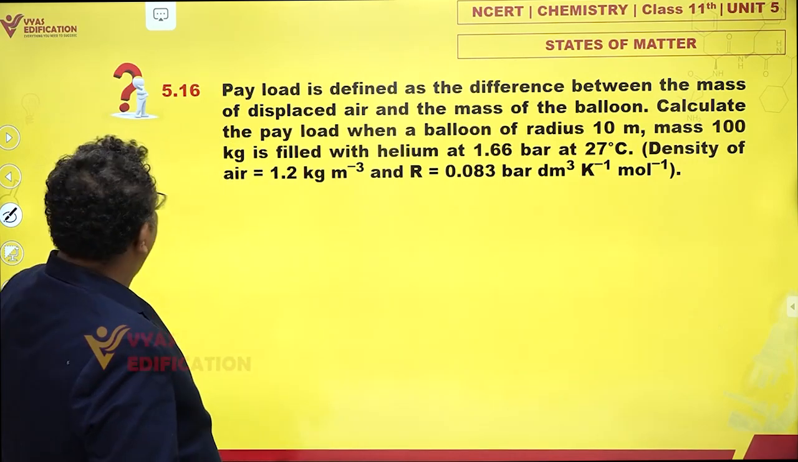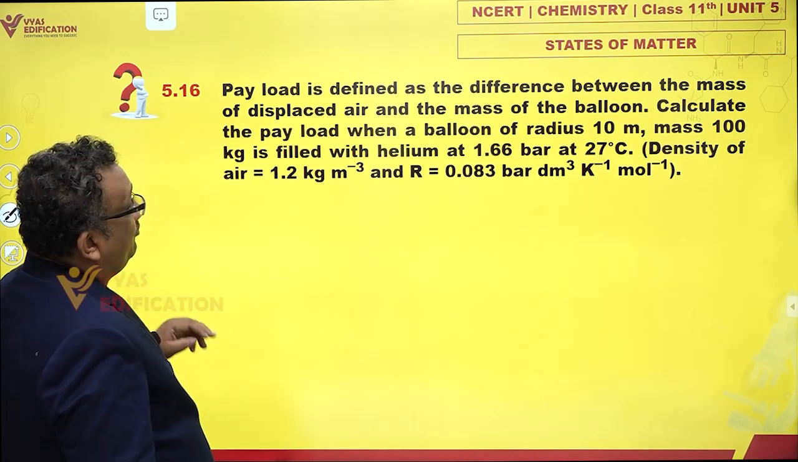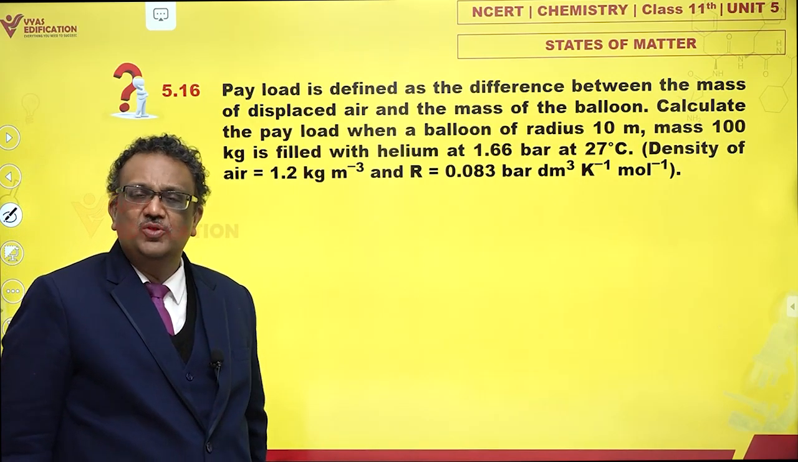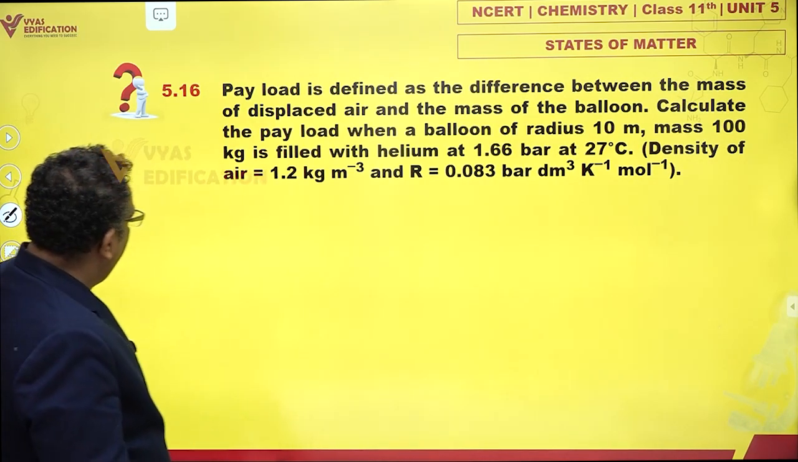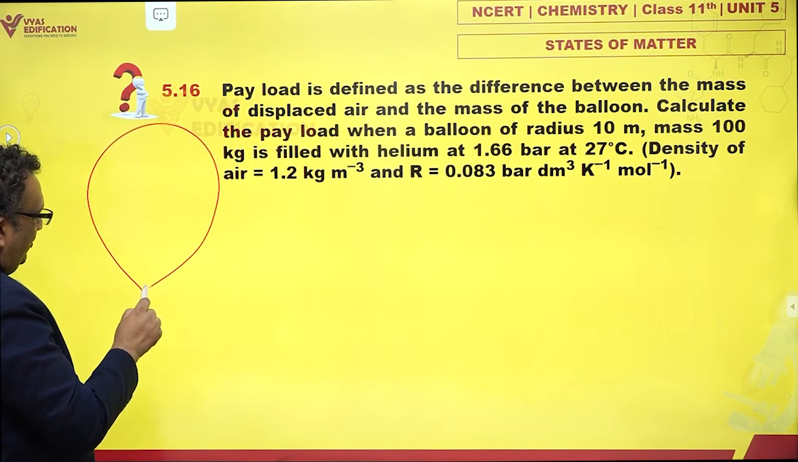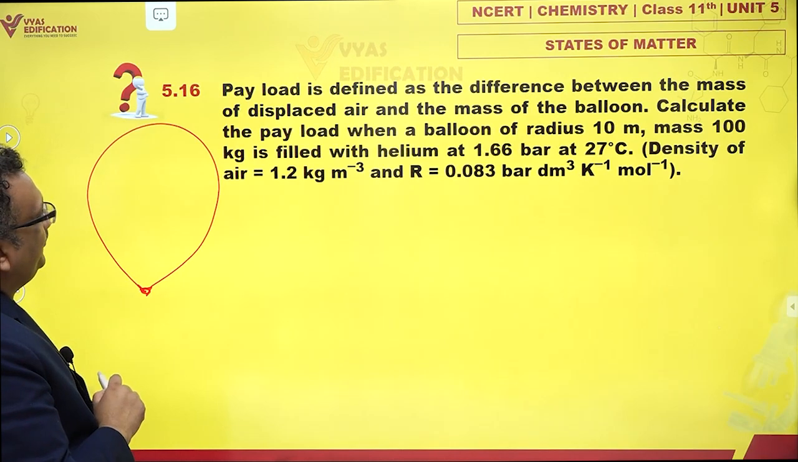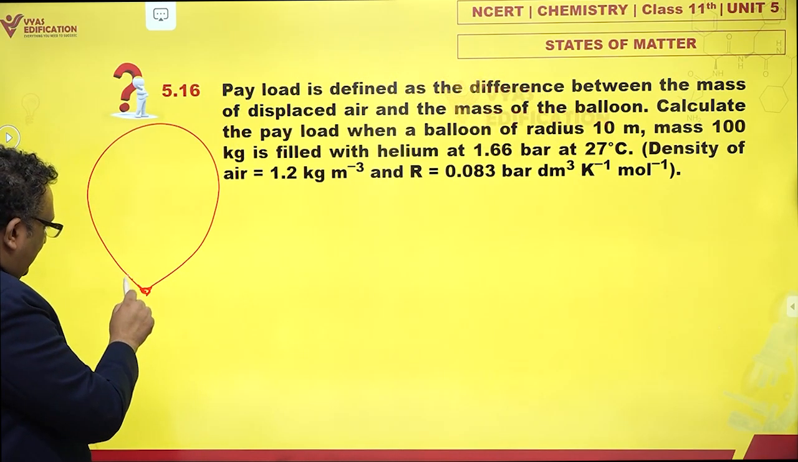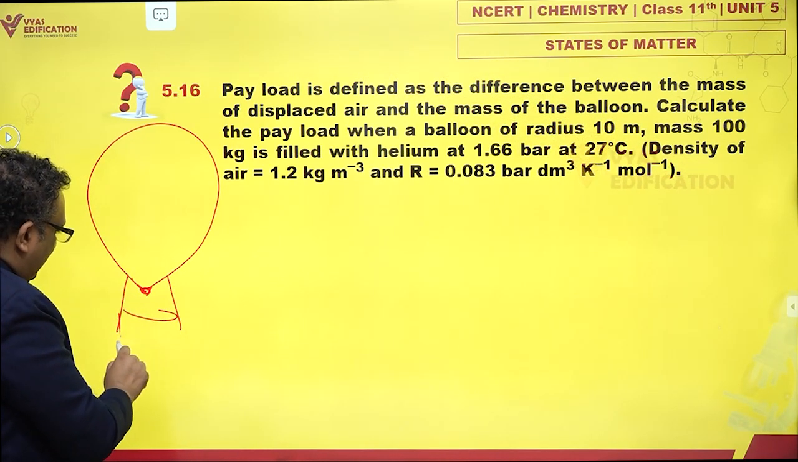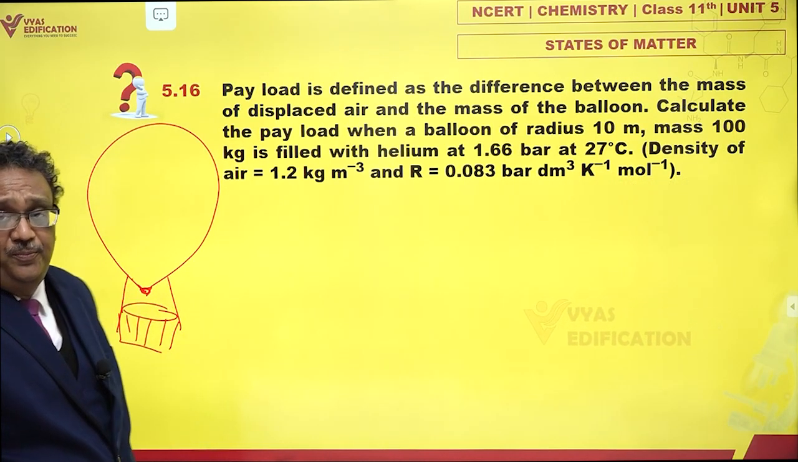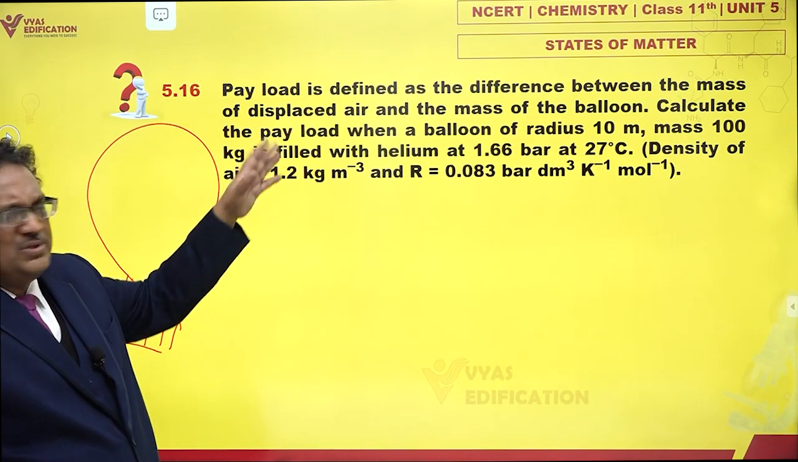Payload is defined as the difference between the mass of displaced air and the mass of balloon. What is all this nonsense? Actually, what they're referring to is a hot air balloon, or in general a balloon. If you have a balloon like this, and you're trying to hang a bucket, to ride the bucket and go up in the air with the balloon, they're trying to give you some idea about payload.